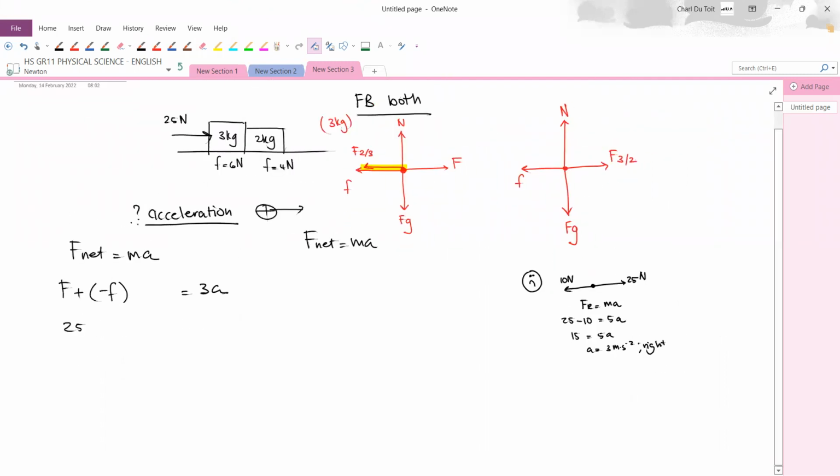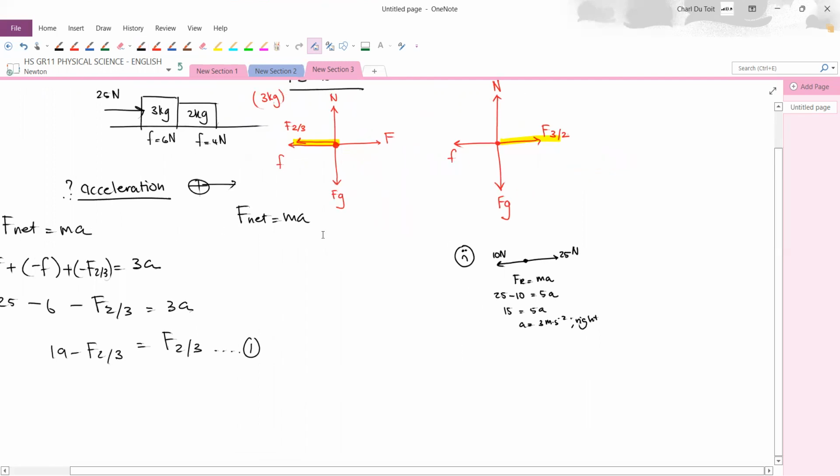That was two forces to the left and one to the right, plus a negative force 2 on 3. So now I have 25 minus 6 minus the force that the 2 kg exerts on the 3 kg, and that is 3A. Now I'm going to make the force that the 2 kg box exerts the subject of the equation. Why? I'm going to use Newton 3, because the force that the 2 exerts on the 3 must be the same that the 3 exerts on the 2. That is Newton 3. So now I have 19 minus F2/3, and that is my first equation.